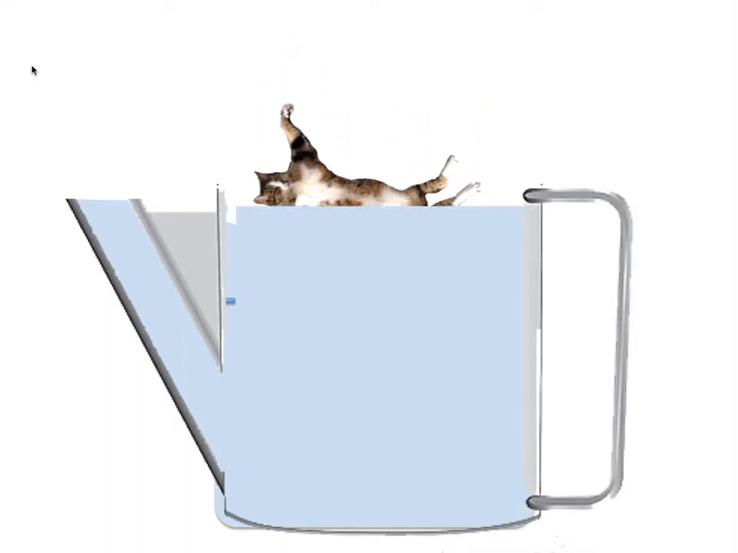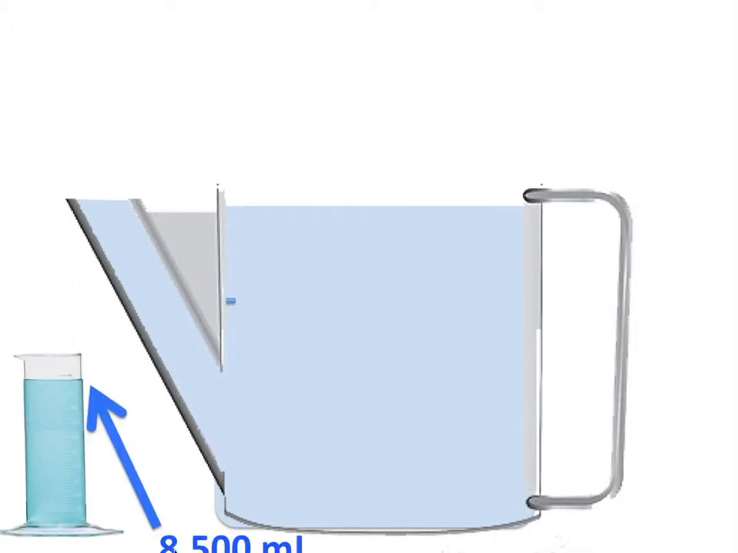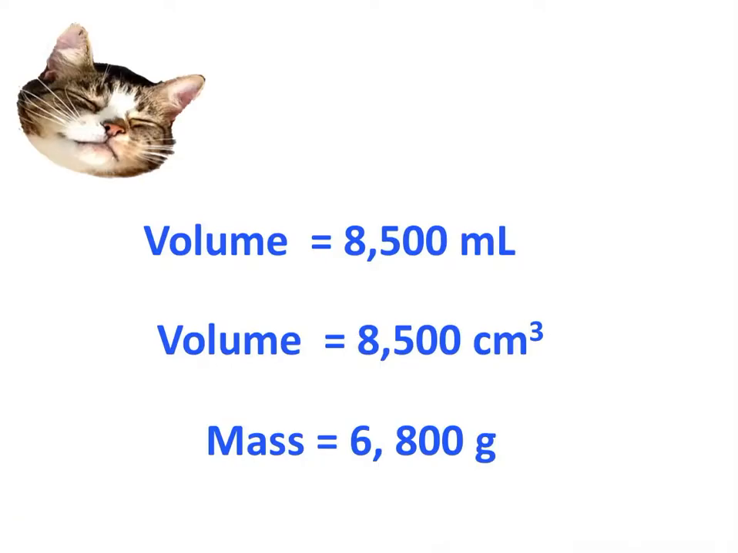So here goes. We push him down, and again, I don't have an animation here, but the water would come shooting out of here. And when we collect it, it would be more than last time, because now he's completely underwater. Let's assume that it came out to be 8,500 milliliters, so that's the volume of Milo. We'll let him back out so he doesn't drown. So there's Milo, back out again. Here's the volume, 8,500 milliliters, or we could say it's 8,500 cubic centimeters.